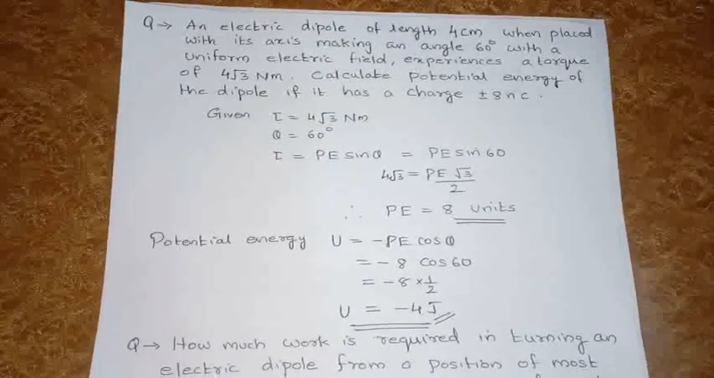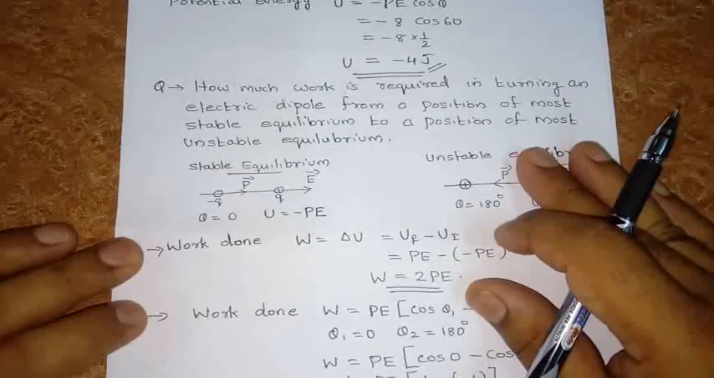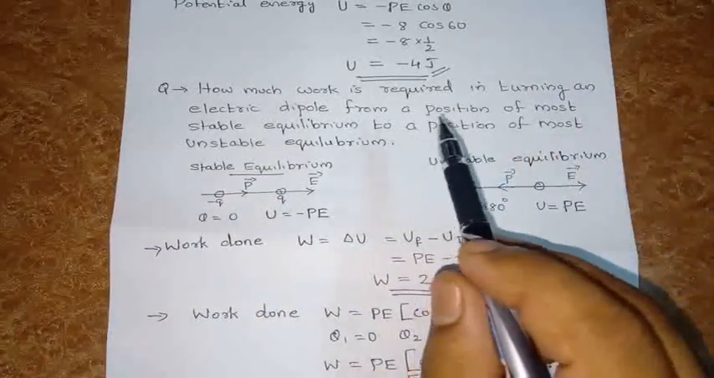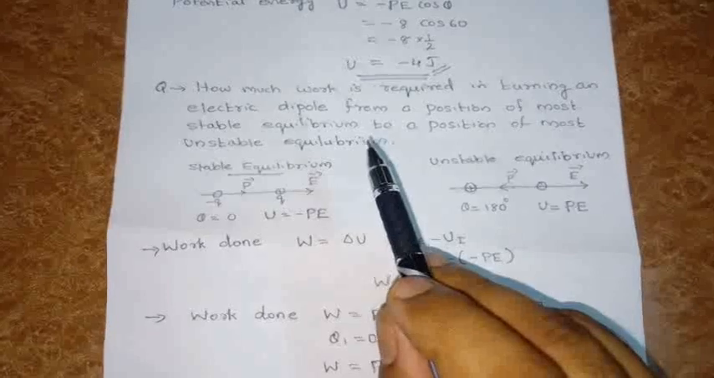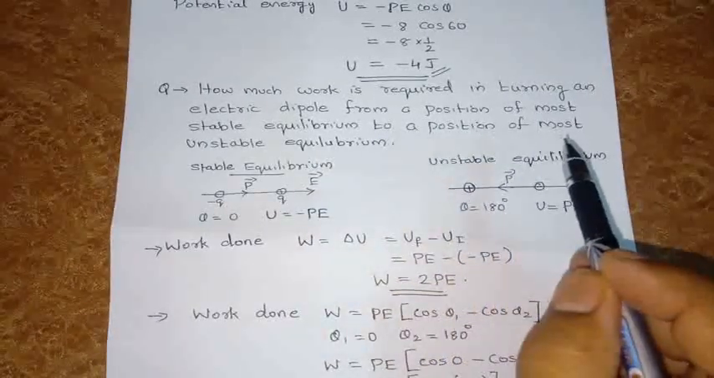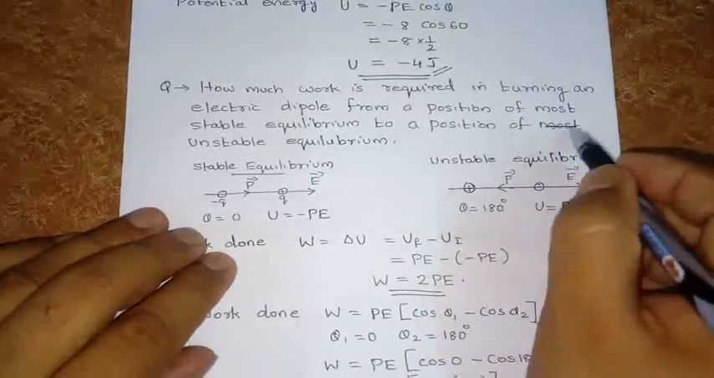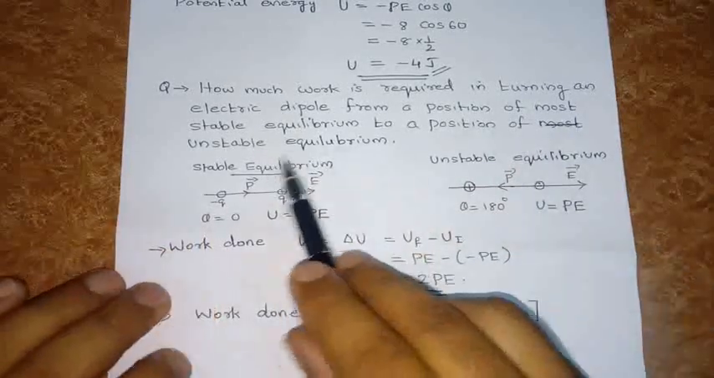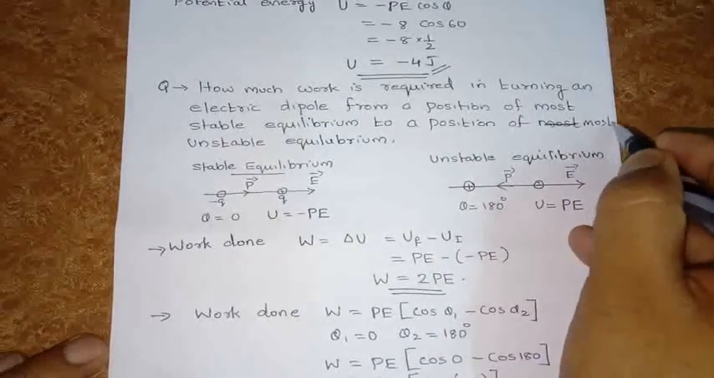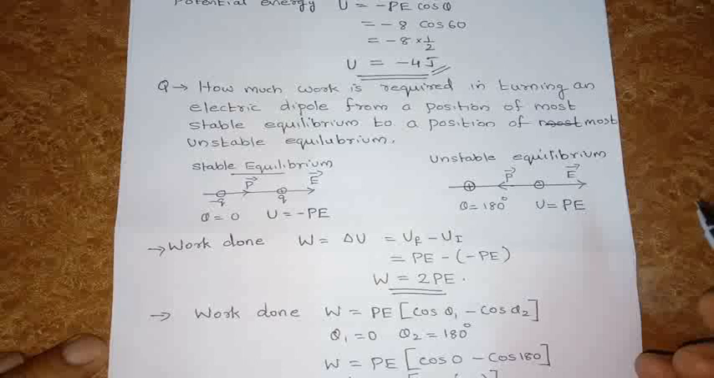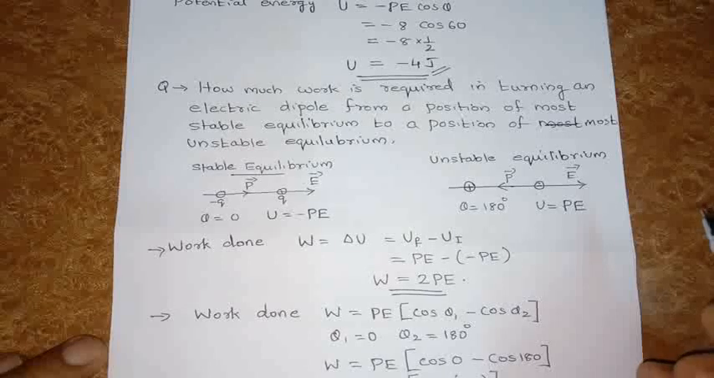Let us discuss another question. So the question is like this. How much work is required in turning an electric dipole from a position of most stable equilibrium to a position of most unstable equilibrium? You can read the question once again. So how much work is required in turning an electric dipole from a position of most stable equilibrium to a position of most unstable equilibrium?